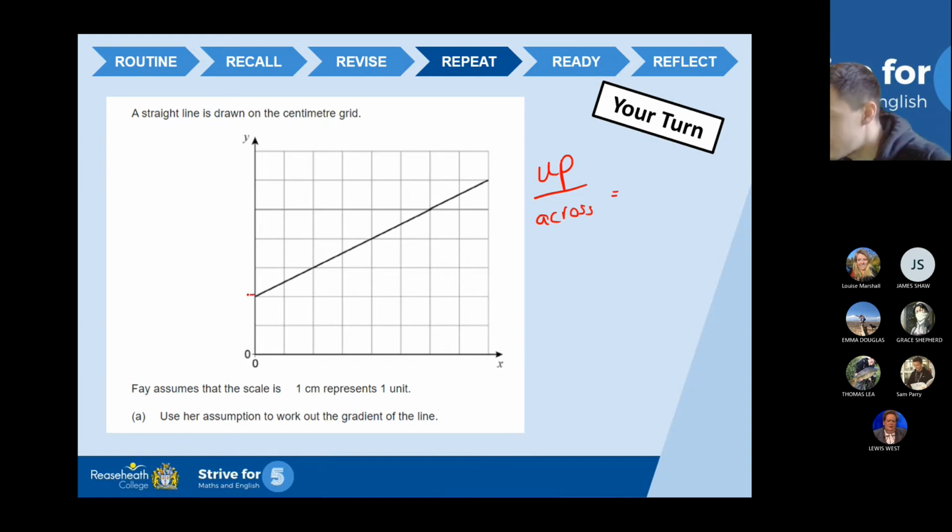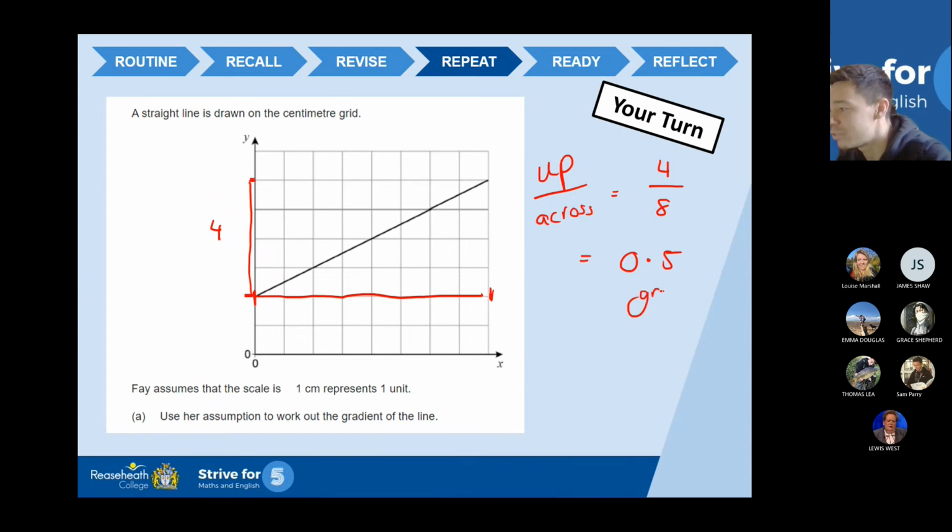Okay, so how far up does it go? It starts there, ends here. So it goes 1, 2, 3, 4 up. So it's going to be 4 divided by how far across it goes. So it goes all the way across this grid, doesn't it? So 1, 2, 3, 4, 5, 6, 7, 8. 4 divided by 8 will give me 0.5. So the gradient is 0.5.